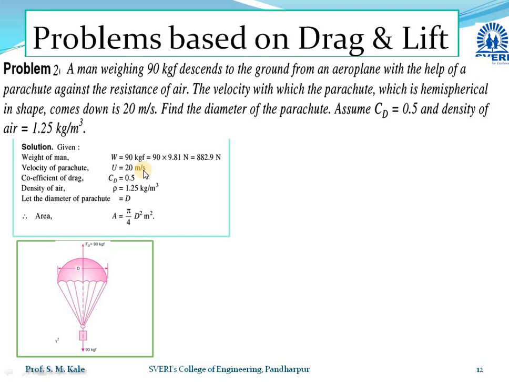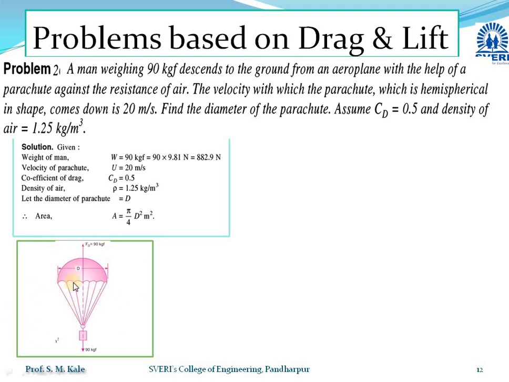Velocity of the parachute is 20 meter per second. Coefficient of drag, they have provided, is 0.5. Density of air is 1.25 kg per meter cube. Now here, the area of the parachute. Whatever area I am going to take is the projected area.